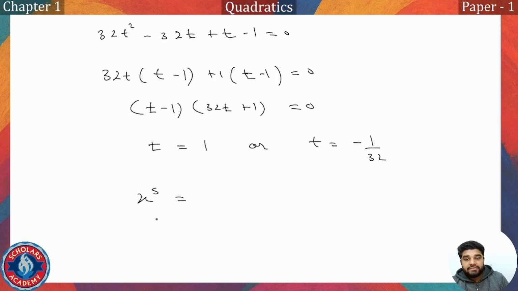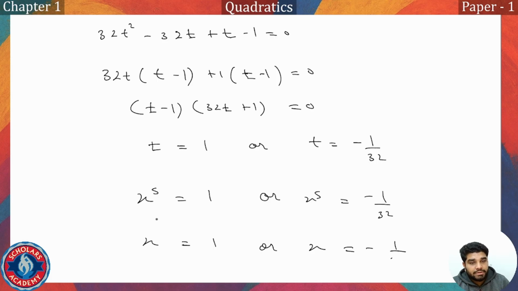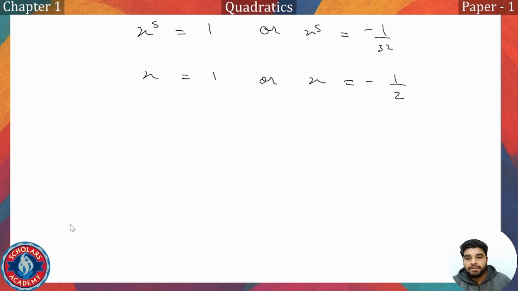x raised to power 5 is equal to 1 or x raised to power 5 is equal to negative 1 over 32. So we can write it as x is equal to 1 because the power is odd, the sign will not change, or x, so it's 2 raised to power 5 is 32, so we can write it as negative 1 over 2. So in case of odd powers, negative doesn't affect. It's only for even power that if there is any even power, the value can't be negative. Let's move forward.